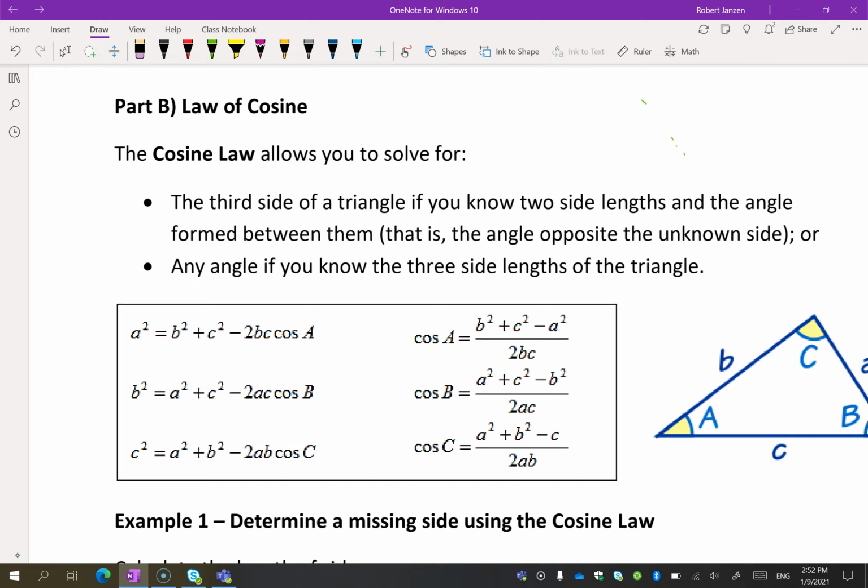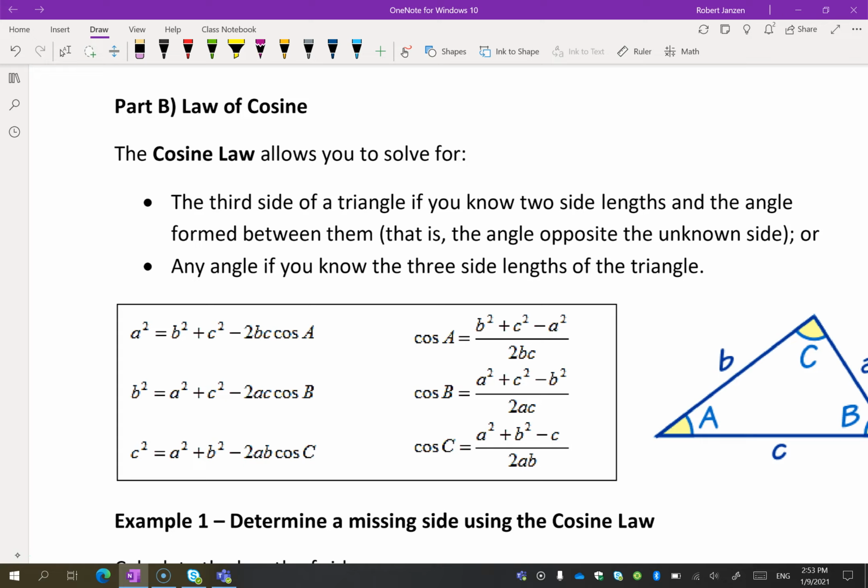The other time cosine law is used is if you have the measures of all three sides and you're trying to find one of the angles. So cosine law is a little bit different. With sine law, you needed to have a side and its opposite angle. Here you don't need that. So it's a different strategy.